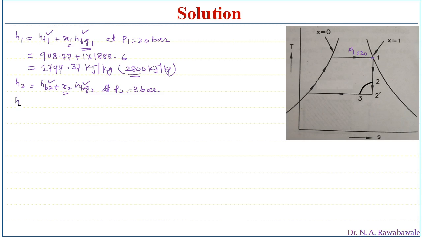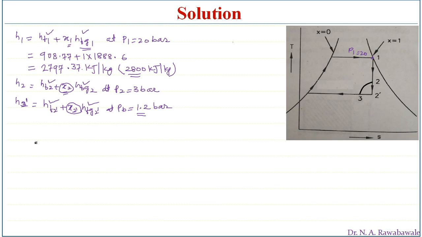Similarly, enthalpy at point H2 dash can be taken as HF2 dash plus X2 dash into HFG2 dash. That pressure P3 is equal to 1.2 bar. HFG2 dash and HF2 dash can be taken from steam table at 1.2 bar. What about X2 dash? What about X2? First of all, we have to find out value of X2 dash and X2, and then only we can find out H2 and H2 dash.